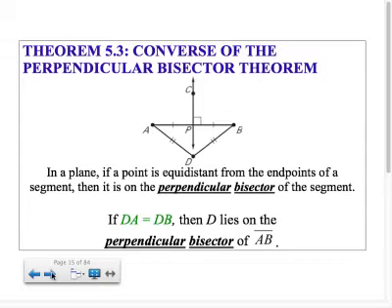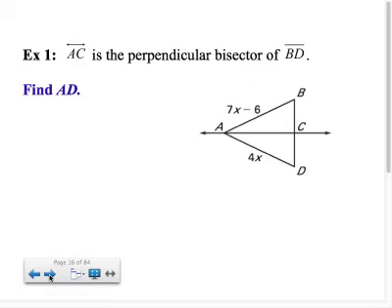The converse to that says if you know that a point is equidistant from the endpoints of a segment, then it must lie on the perpendicular bisector. So in this diagram, they tell us that DA and DB are the same length, therefore we know it must lie on the perpendicular bisector. And that's the converse.